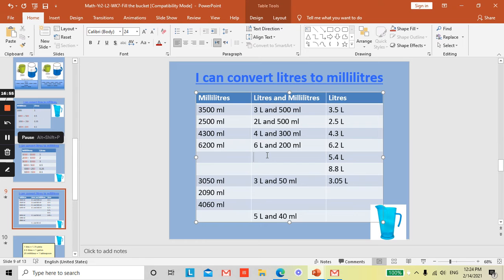So we have 5.4 liters. So it's 5 liters and 400 milliliters. So in milliliters, we are going to have 5,400 milliliters. Look here, we have 8.8 liters, which is 8 liters and 800 milliliters. So it's going to be 8,800 milliliters. Let's move down.